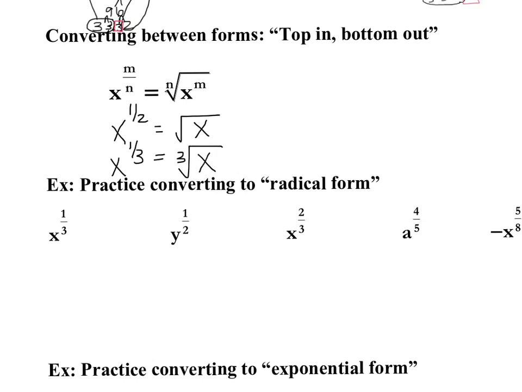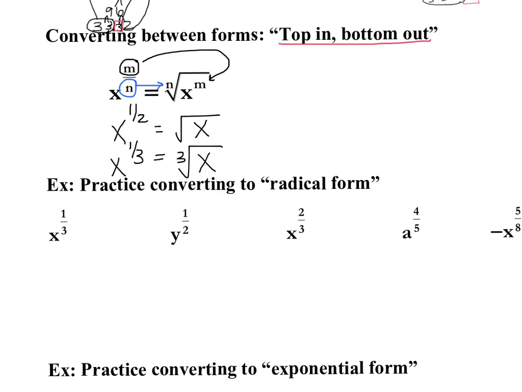And so it actually works for any type of fraction that you have on x. And what you have to remember is top in, bottom out. You'll hear me saying that a lot. The top number of the fraction goes inside the radical. That's what top in means. And then the bottom number of the fraction goes outside the radical, meaning it is the index. Okay, so top number in, bottom number out.